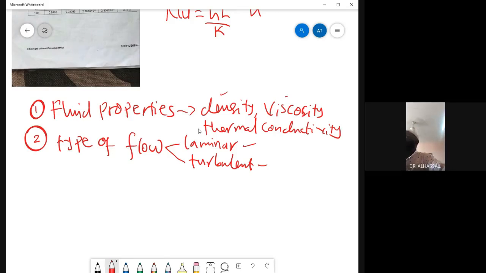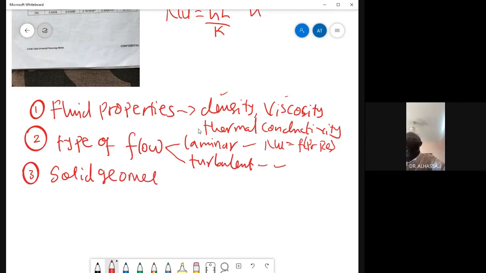For a laminar flow situation, we have to use the appropriate Nusselt number, which is a function of, let's say, the Prandtl number and Re. You have to select the appropriate Nusselt number to calculate whatever parameters you are interested in. Similarly, the same applies to turbulent flow. Now, number 3, maybe the last one, solid geometry. So for the solid geometry, that is the shape.